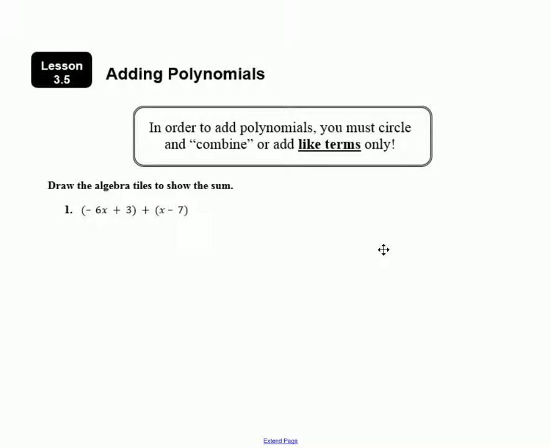So if you want to, pause the video first, draw the Algebra Tiles. I'm sure we have colored pencils around that I left that you can use to color them in, but I will show you what they look like on the next slide. So just pause the video, draw the algebra tiles, and then we'll talk about the sum together.